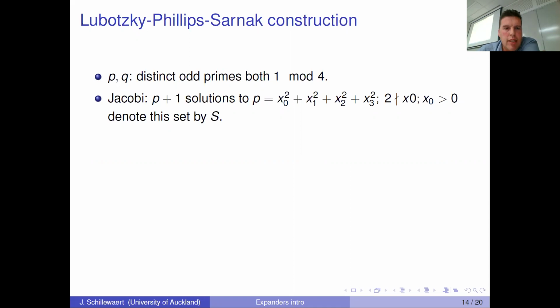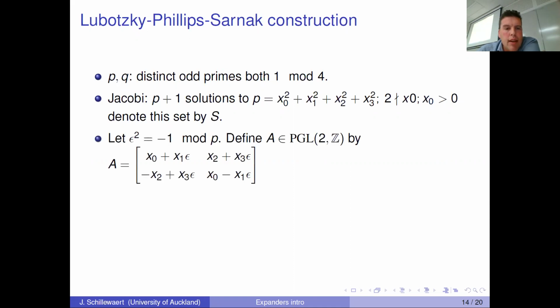Okay, so look at that. Take epsilon squared to be -1 modulo p, and define a matrix A in PGL2Z as follows. A is x0 plus x1 epsilon, etc., etc. The details you can look at at ease if you like.